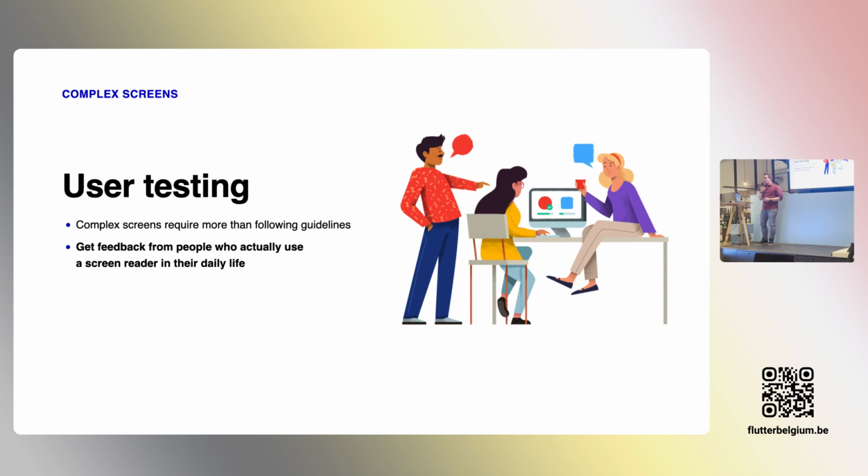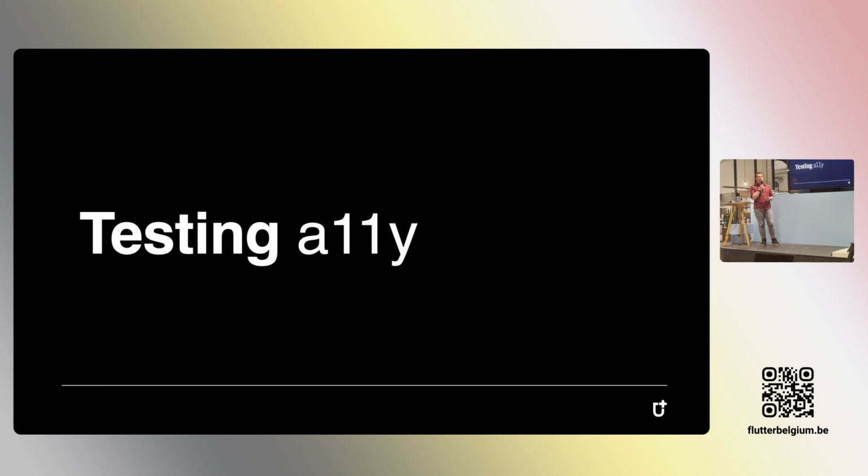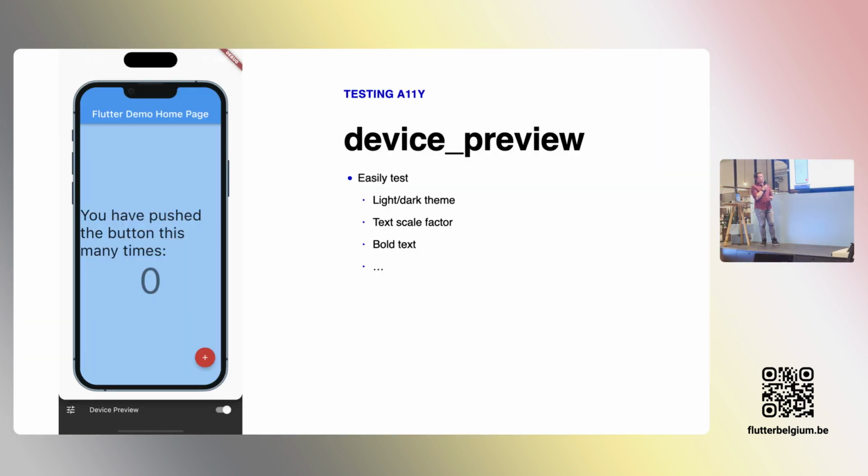And the people who know best what the needs are for a screen reader, the people who can give you the best feedback about your app are people who use a screen reader in their daily life. But luckily, you can also test some things yourself. I found 3 pretty cool libraries that you can use to test the accessibility inside your app. The first one is a very popular one you might already be familiar with. It's called Device Preview, and it allows you to show your application in a device frame.